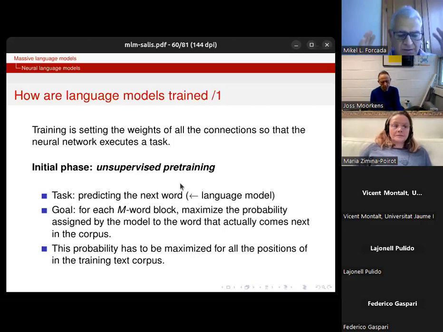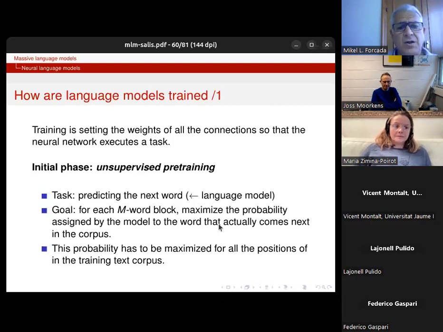So you take your neural network and you show it a lot of monolingual text, and your goal is to maximize the probability assigned by the model to the word that actually comes next in the corpus. So the idea is you run through the corpus, with that window of 2049 words, and you basically ask the network to predict what's next and correct it if it doesn't predict correctly.